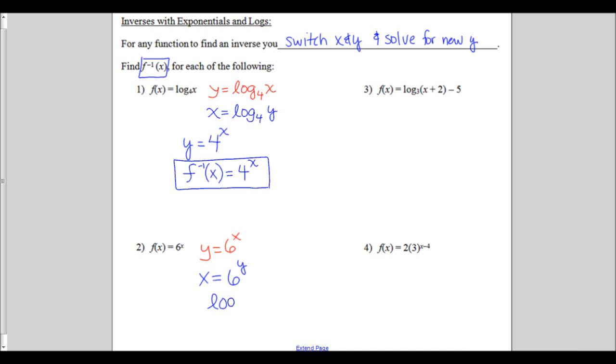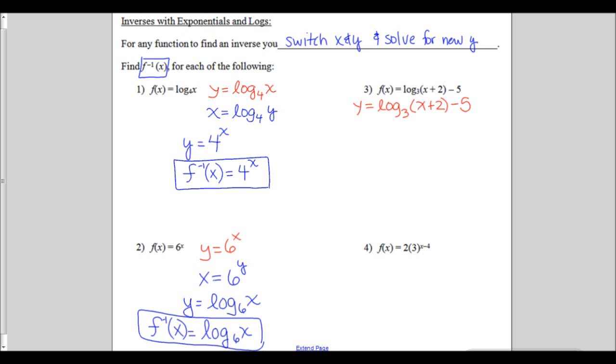The base of the log will be 6 because that was the base of the exponential. The y that used to be in the exponent is now going to be on the other side away from the 6. And the x that used to be on the other side is now inside the logarithm. If I wanted to write this in inverse function notation, I put the little -1 in the exponent, and I have f inverse of x is the log base 6 of x. The opposite of taking 6 to a power is doing a logarithm base 6.